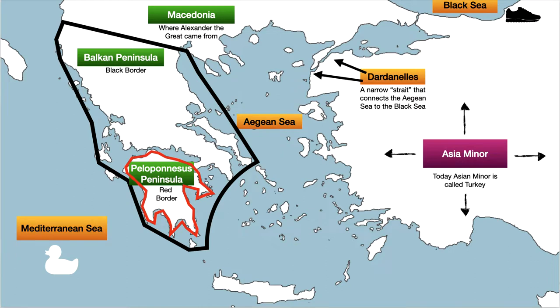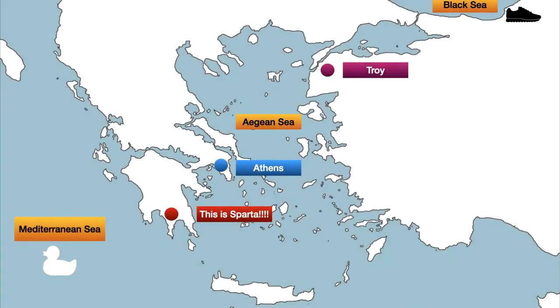The Aegean Sea connects the Black Sea with the Mediterranean Sea, but there's what's called the Dardanelles. It's a narrow strait that connects the Aegean Sea to the Black Sea, and that comes into play later when we talk about Troy. So Asia Minor, today that's called Turkey, but in this particular time period, Asia Minor is where the Persians were. As we move through this unit, we're going to learn about the Persian War, where the Greeks fight the Persians. So we're going to switch maps up, and these are the specific areas you need to know in terms of cities.